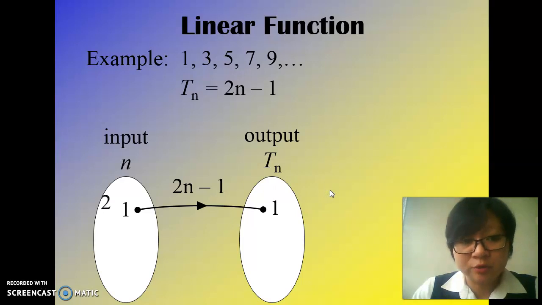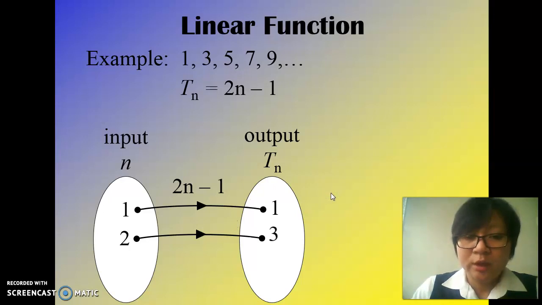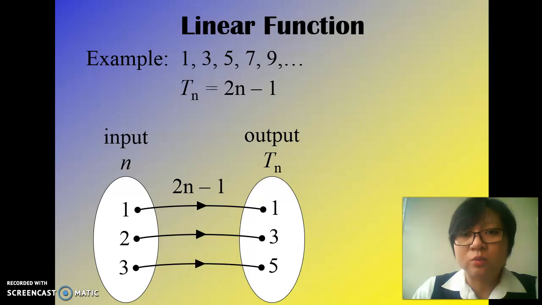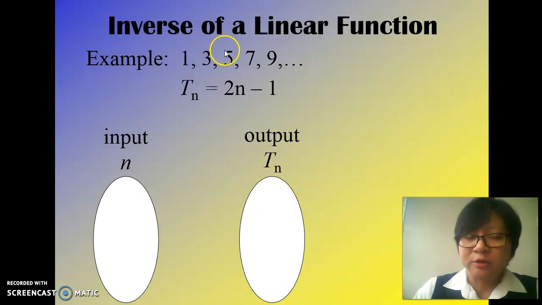And then the second position, using the formula to get the output. And then for the third position, the same again, using the formula, draw an arrow from left to right to get the output. This is what a function is. It has an input to get an output. That's why we call an arithmetic sequence a linear function.